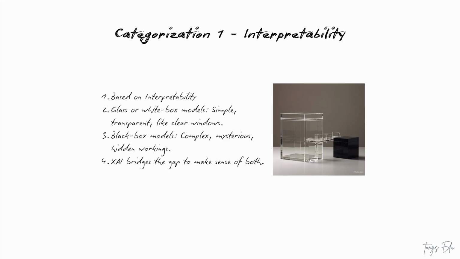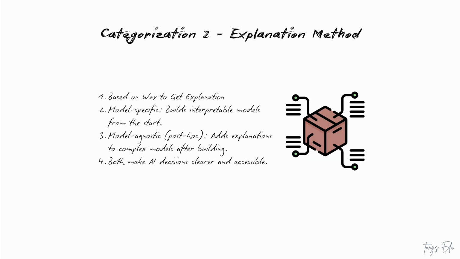Next, let's dive into XAI categorizations based on the way to get an explanation. There are 2 main paths here. First, model-specific approaches, building interpretable models right from the start. These are like crafting an AI that's easy to understand from day one, with clear rules built into its design.